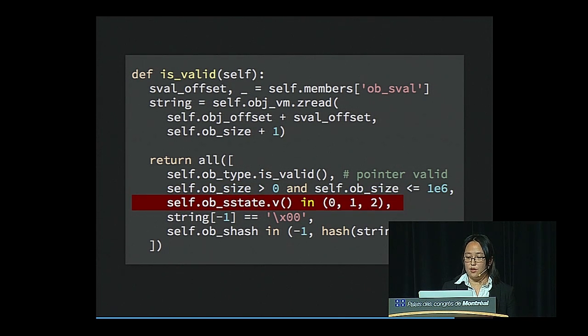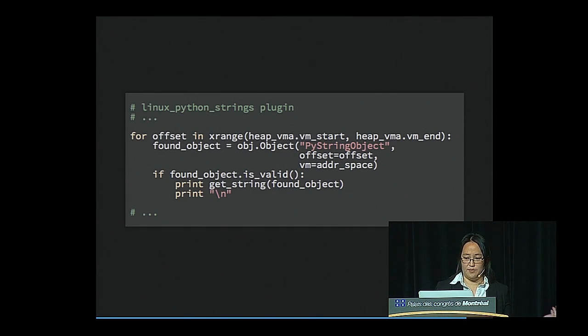The state has to be 0, 1, or 2, as we mentioned before, and the string has to be null terminated, as we mentioned before. And the hash either has to be -1, which means it hasn't been computed yet, or it has to be the actual hash of the string. And we completely ignore ref count because we want to find garbage collected strings. And then here's some pseudocode that tells Volatility to brute force search the whole heap by testing every sequence of 37 bytes in the heap for a PyString object validity.